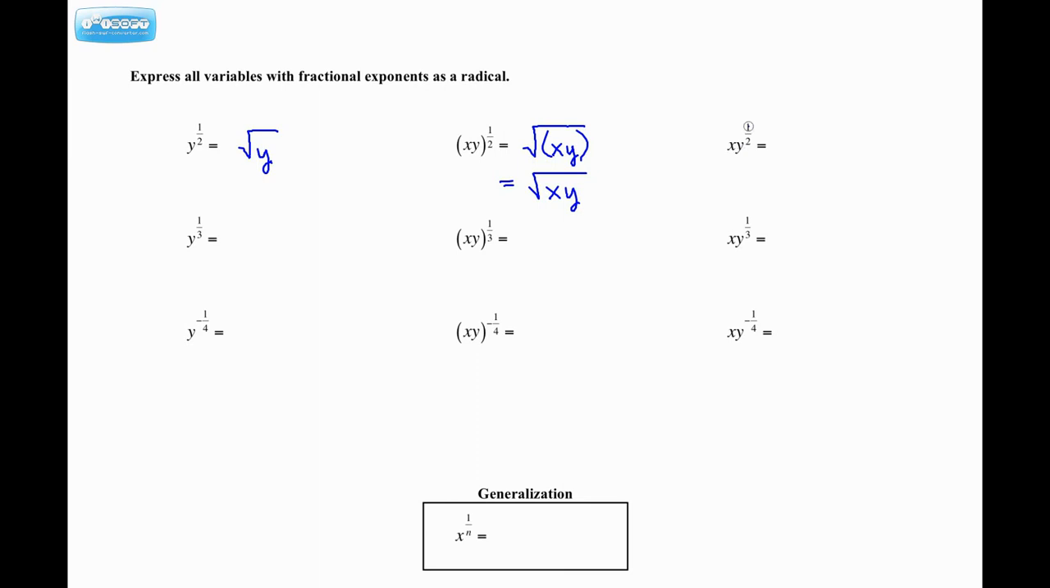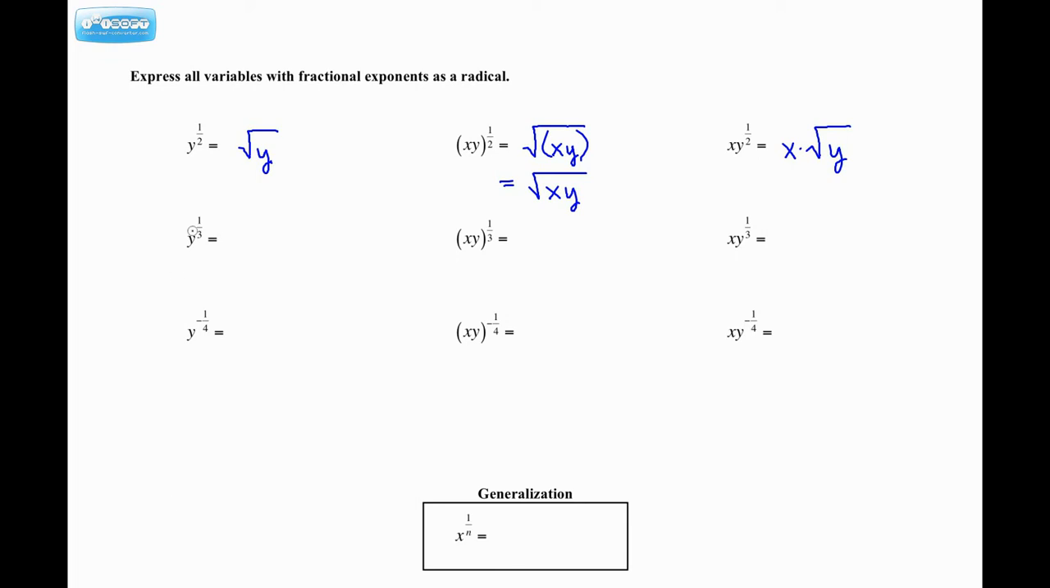Okay. All right. This next one looks very similar, but notice there are no brackets. So therefore, this 1/2 is only affecting the y. This x has nothing to do with it. So I can't really write this x as a radical, only this piece. So I still have x, and this is times the square root of y.